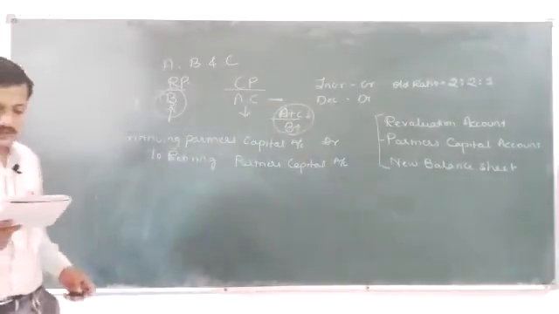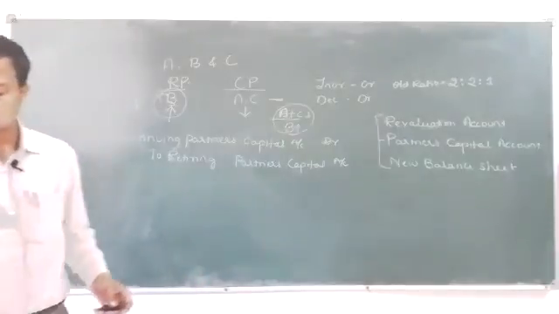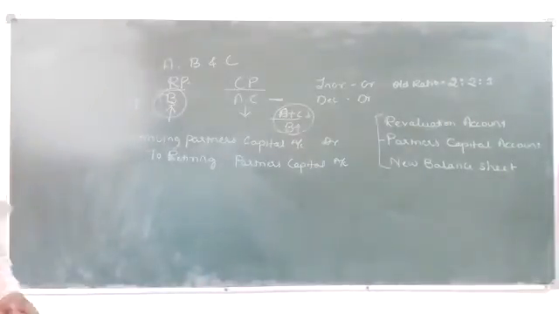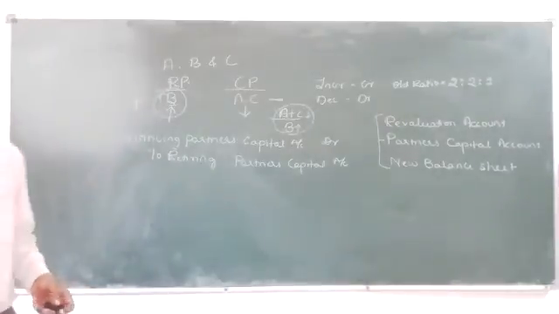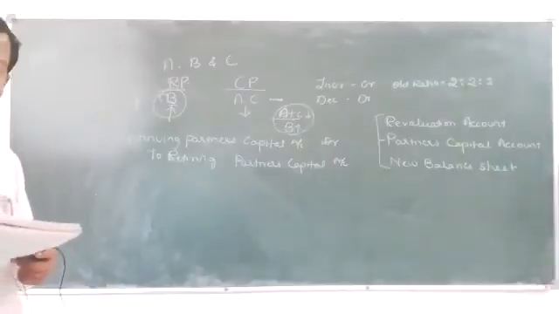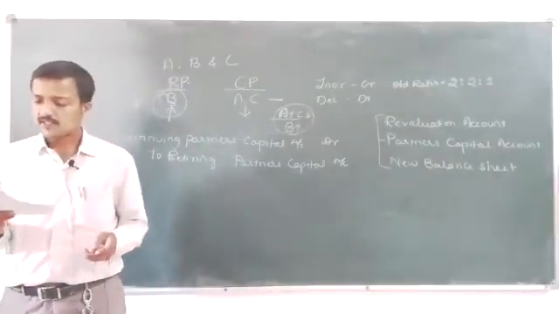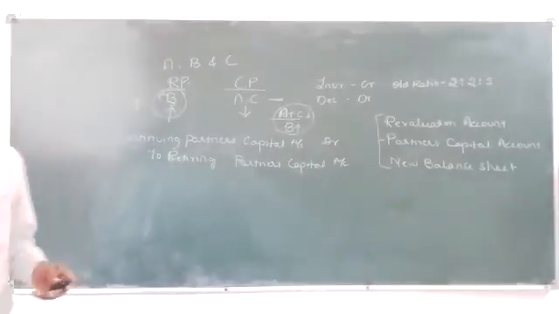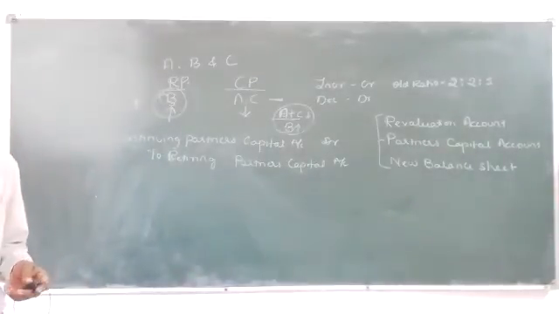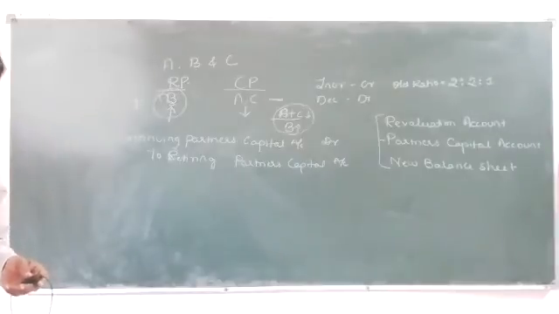Then bad debts amounting to rupees 2,000 were to be written off. That means we need to provide bad debts. Bad debts are lost, so hence it appears on the revaluation account debit side. And next, patents were considered as valueless. Even this is also a loss for us because they are considered as valueless.